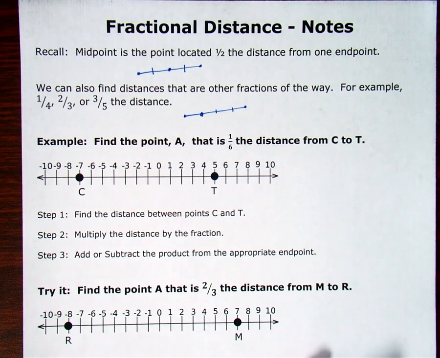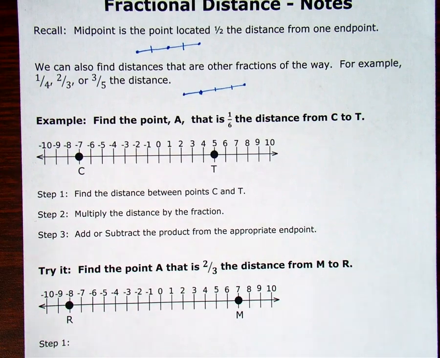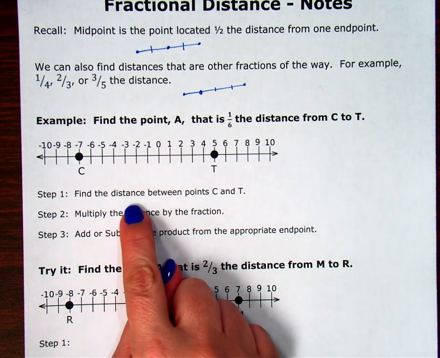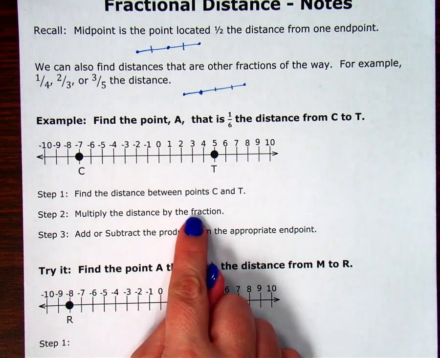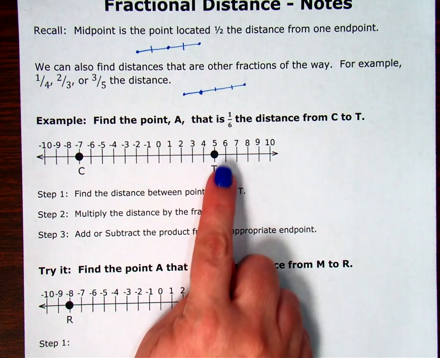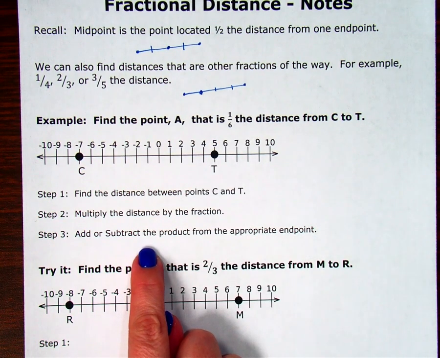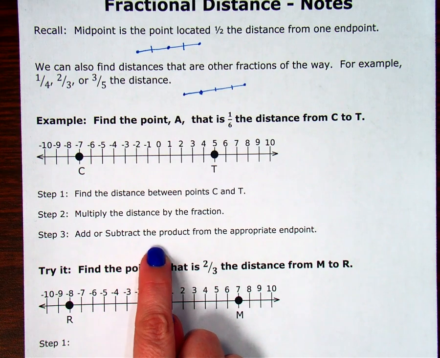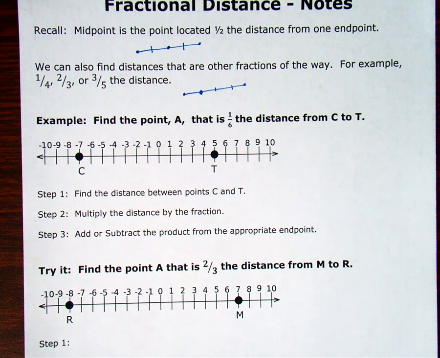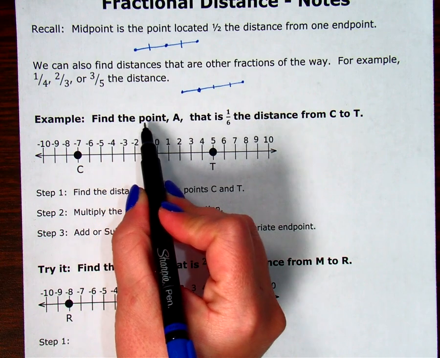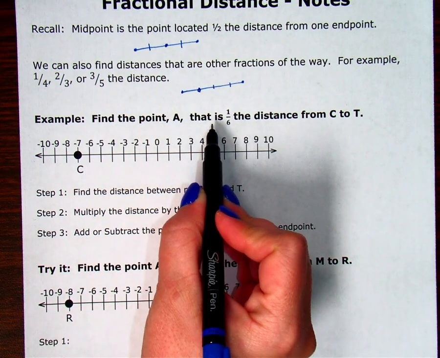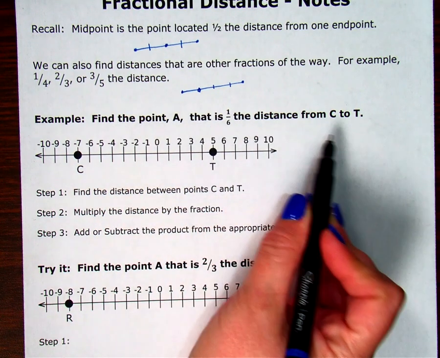It's a 3-step process when you're on a number line. Step 1, we need to find the distance between the endpoints. Step 2, we're going to multiply that distance by the fraction we're trying to find. And then step 3, we're going to add or subtract the product from each endpoint. Okay? So, for example, on this one, find point A, that is 1/6 the distance from C to T.